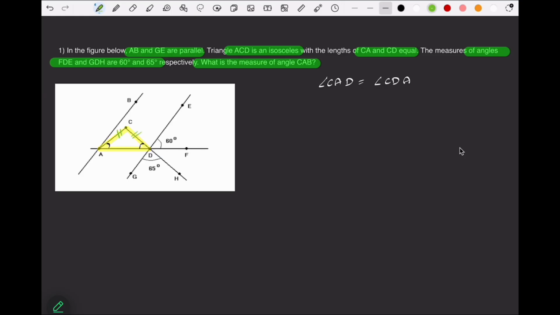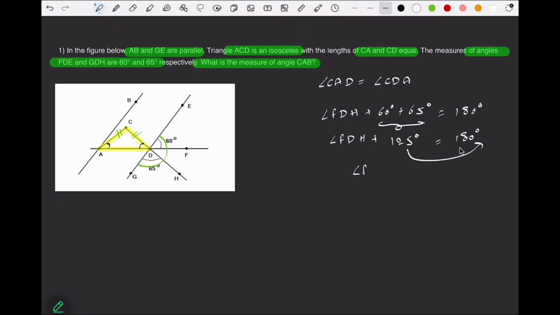Now consider the straight line GE. At point D, the sum of all angles together should be 180 degrees, as the sum of angles on a straight line is 180 degrees. Now there is one angle missing, which is angle FDH. Angle FDH plus 60 degrees plus 65 degrees is equal to 180 degrees. All these together we can write as 125 degrees. If I am taking this 125 degrees to the right hand side, it will become negative. So angle FDH is equal to 55 degrees.